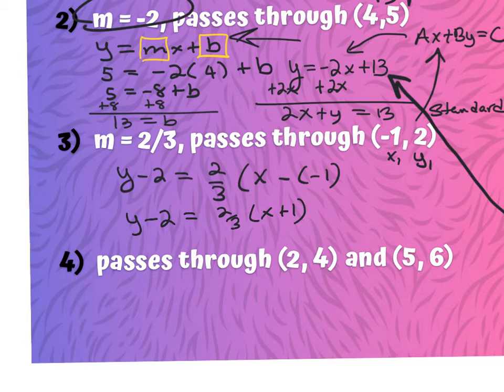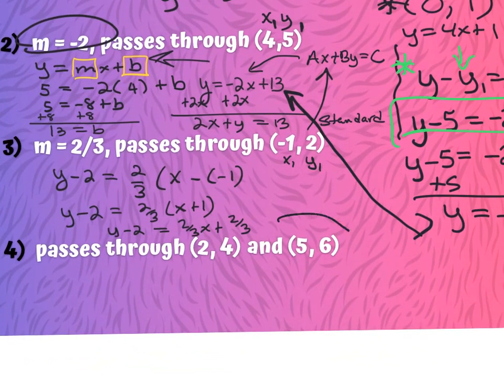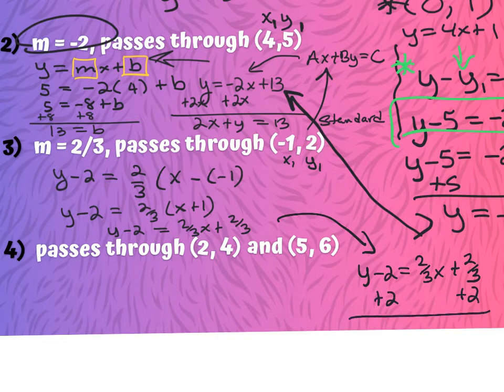Now, if the question said point slope, we're done. However, in the WebAssign, it's going to say slope intercept. So I need to distribute, and then I need to add the 2. So I'm going to distribute the 2/3. So I get y minus 2 equals 2/3 x plus 2/3. I'm going to move it over here so I have more room. And now I need to just add the 2. And I get y equals 2/3 x.